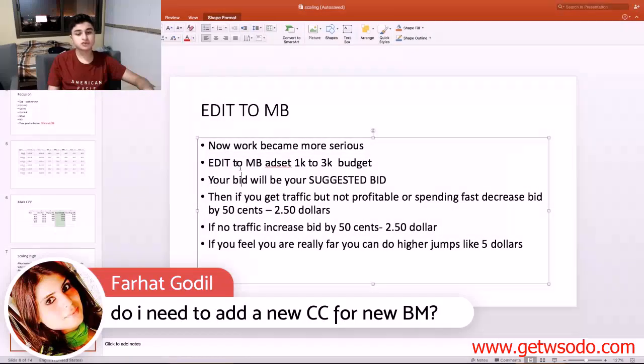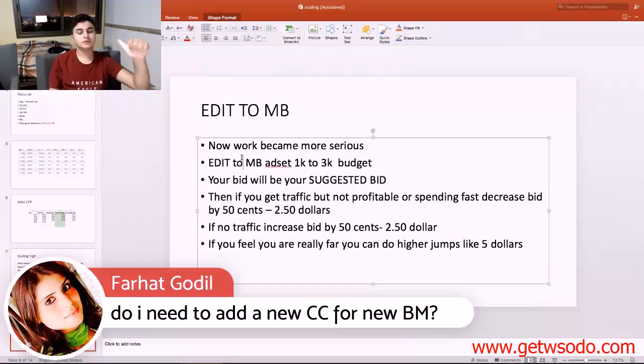It's editing, not duplicating. Why editing? A lot of gurus are saying, if you edit an asset, you screw it, just duplicate. I hate duplicating. I used to duplicate, but duplicating affects your scoring system. It screws your scoring system.